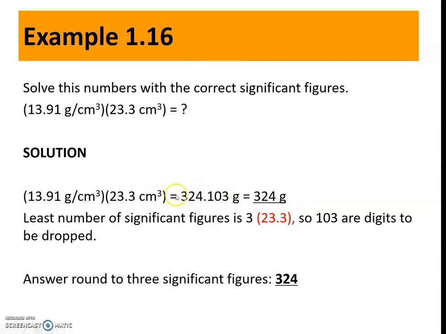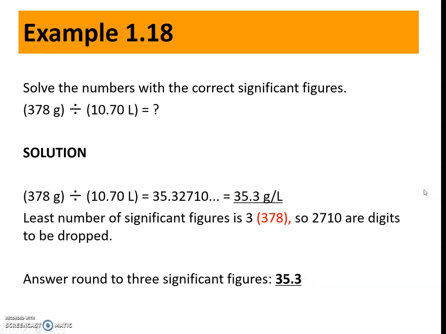This is the value you obtain from the calculator. However, you have to write your answer in 3 significant figures, because we follow 23.3, which has 3 significant figures. However, this one has 4 significant figures. That's why your final answer is 324 grams. These are the problems with division.